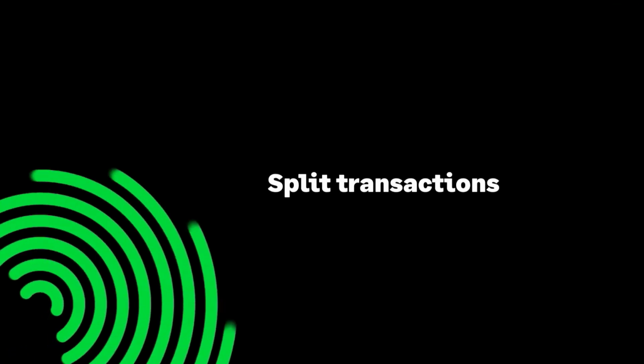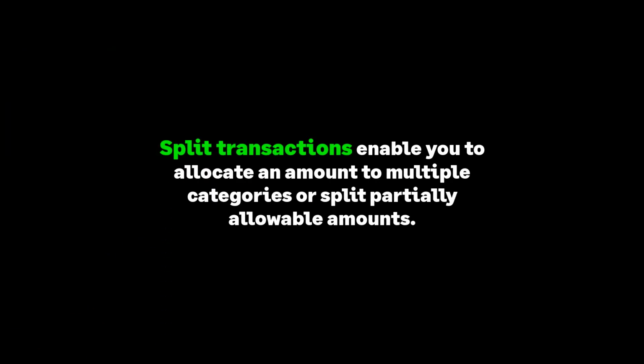Let's now look at how to split a transaction. Split transactions enable you to divide a transaction amount across more than one category or split a transaction when the amount is partially allowable. For example, if you purchase petrol for both travel and personal purposes, you could split this into two categories and make part of the amount a non-allowable expense.